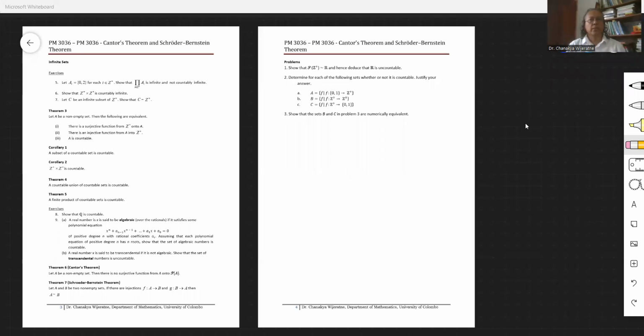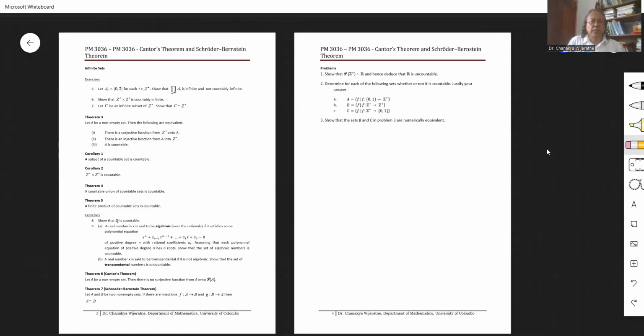Hello. So in this video, we are going to continue our discussion on comparing the sizes of finite sets and infinite sets. Now, in answering questions about sizes of infinite sets, we have a theorem which is of great importance due to Cantor. So that is theorem 6, Cantor's theorem.